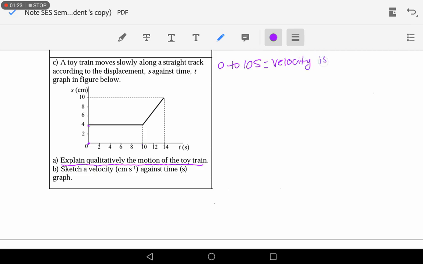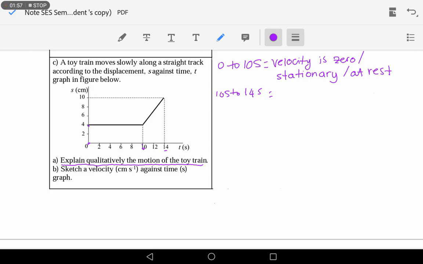Velocity is 0. Or we can also say that it is stationary or at rest. The train is at rest, meaning that it's not moving. Dia tidak bergerak. And then for the next part, from 10 to 14 second, we write down 10 second to 14 second.